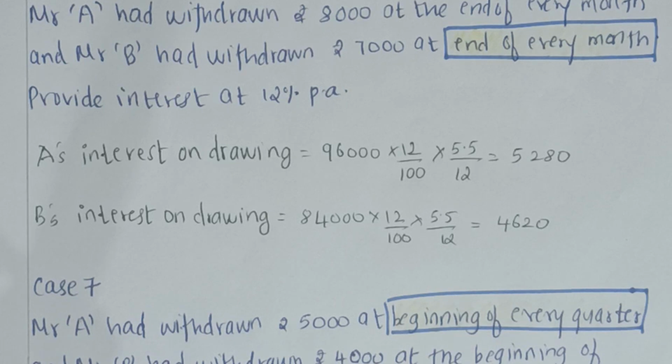So let's start. A's drawings for the year are 96,000. How did we get this 96,000? By multiplying 8,000 by 12. So 96,000 into 12 by 100 into 5.5 by 12 will be 5,280. The next is B's interest on drawing. B's drawings for the year are rupees 84,000, which we got by multiplying 7,000 by 12. So 84,000 into 12% into 5.5 by 12 will give us 4,620.